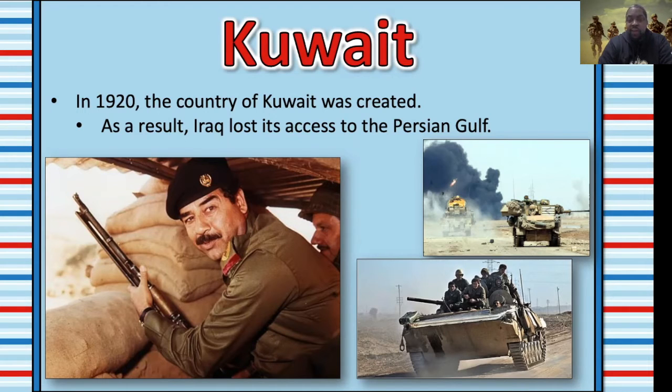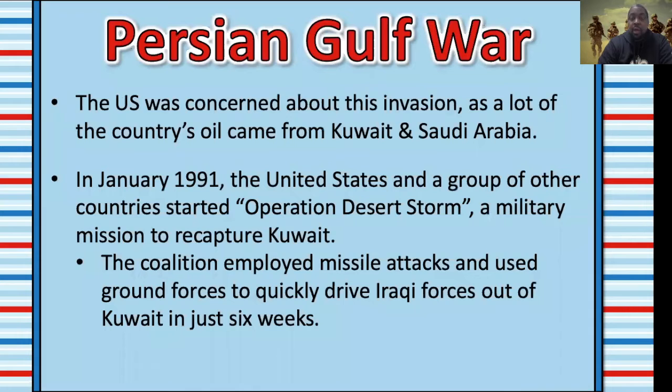In order to survive the attack, the small country of Kuwait knew it would need allies, which, we all know, is pretty much, we need help. So the picture on the left, you see, this is Saddam Hussein, and these are the vehicles they used to invade Kuwait. The U.S., concerned about this invasion, as a lot of countries all came from Kuwait and Saudi Arabia.